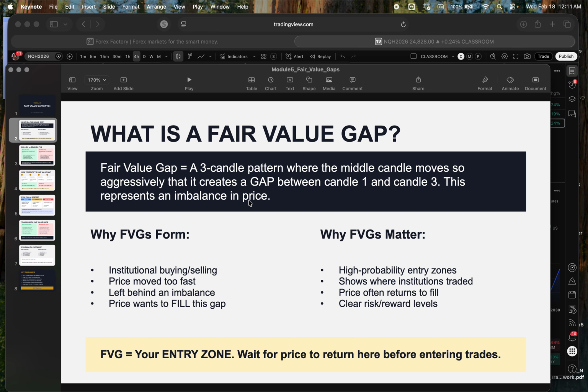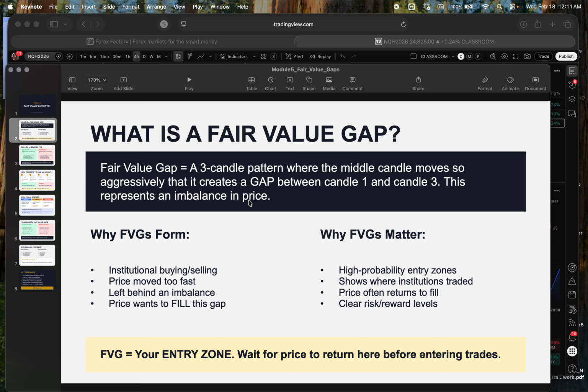A fair value gap is a 3-candle pattern where the middle candle, the second candle, moves so aggressively it actually creates a gap between the first and the third. This gap between the first candle and the third candle is your fair value gap. It acts as an imbalance. It means that second candle, when it moves down, moves so big and so fast that price wasn't able to fill that gap initially when it was created.